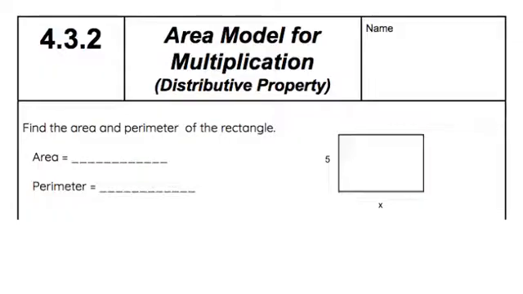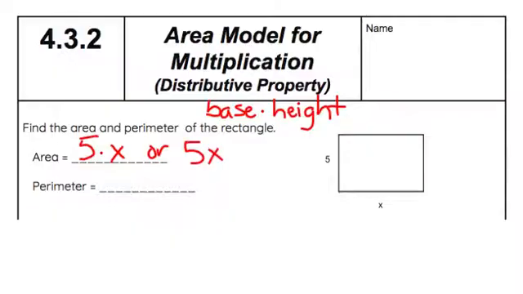Now remember, the area of a rectangle is base times height, or length times width. If you think of the base as the bottom of the rectangle and the height as how tall it is, you want to multiply 5 times x to find the area. You can write that as 5 dot x, or we don't even need the dot. You can just write 5x, and that's the area of the rectangle because we don't know the base or the length of the rectangle, so we're calling it x.